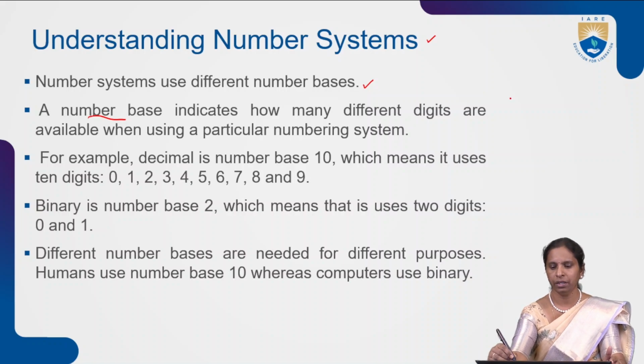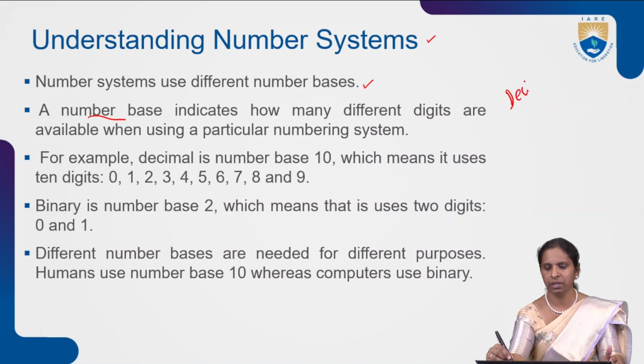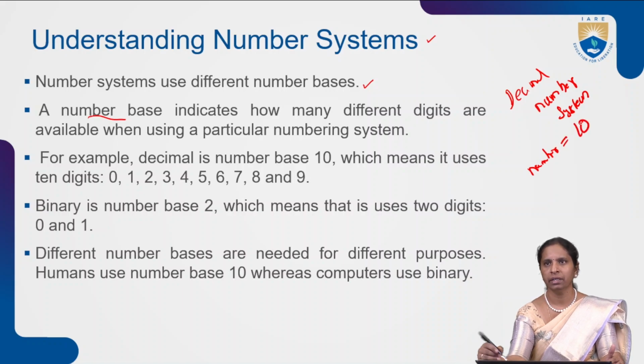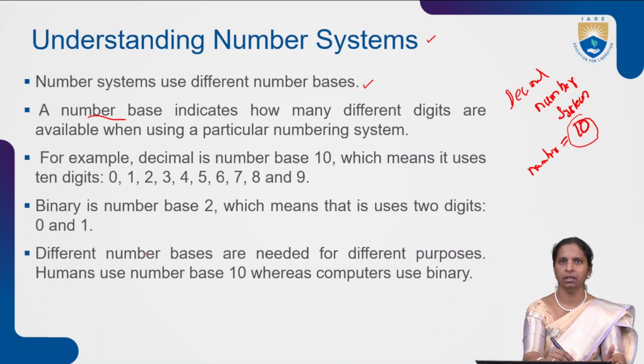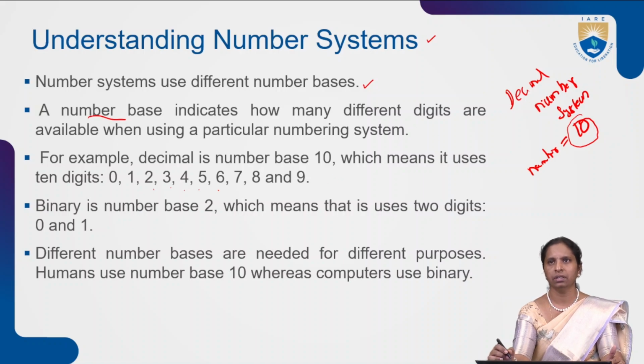For example, you are using a decimal number system. In this number system, what is the base here? 10 is the number base. It means in this decimal number system, you are going to use 10 digits: 0, 1, 2, 3, 4, 5, 6, 7, 8, 9. Totally 10 digits can be used here in the decimal number system.